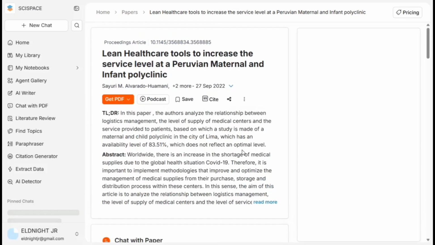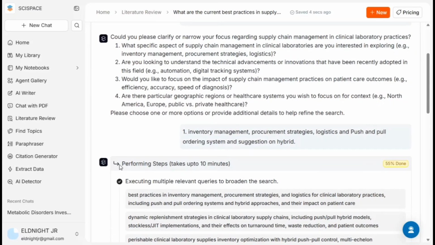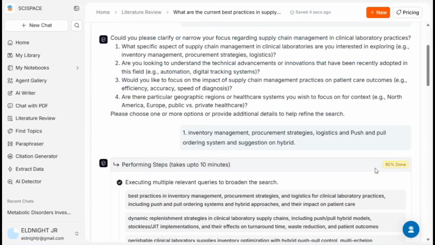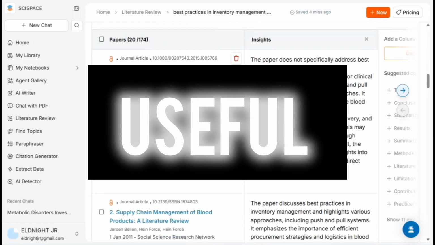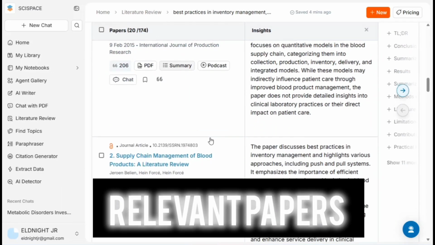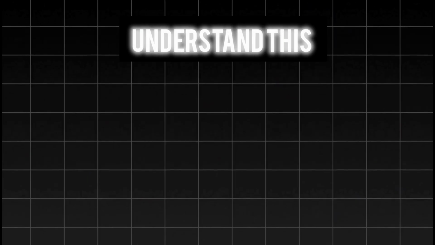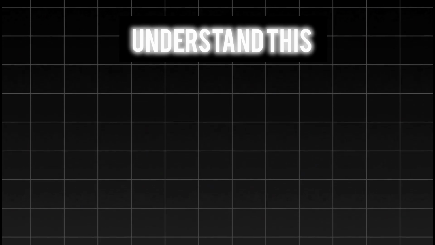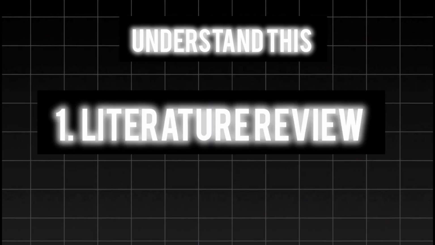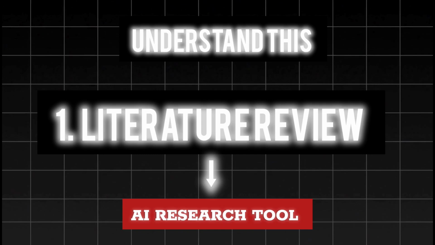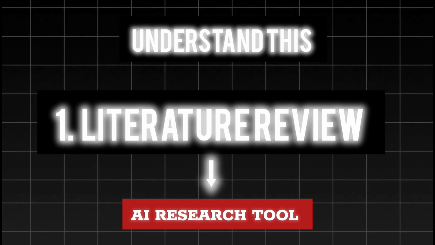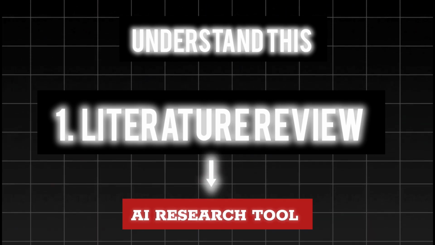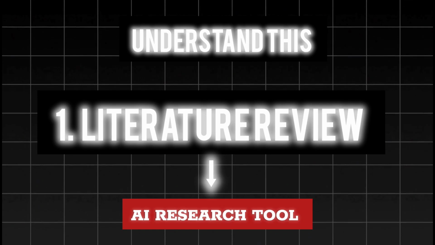I could also chat with individual papers, ask follow-up questions, and export the results in multiple formats. Overall, I found the literature review feature fast and useful for discovering, organizing, and exploring relevant research papers. But this is where it's important to understand the difference. The literature review feature is an AI research tool. It performs a specific task, helping you search, summarize, organize, and explore research papers.